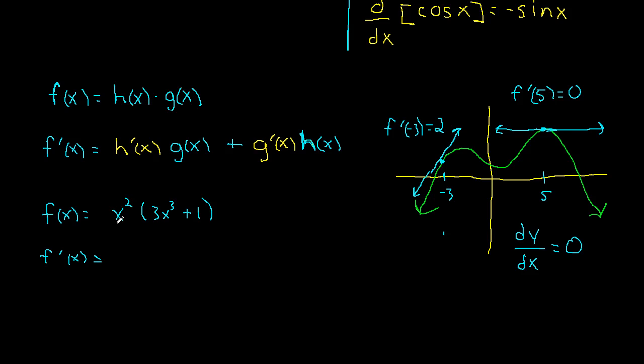Well, we have two functions here, and if somebody gave me this problem, I would probably just distribute this x squared and calculate the derivative how I normally do, using the sum and difference rule probably, but let's use the product rule. Well, the derivative of x squared is just 2x.